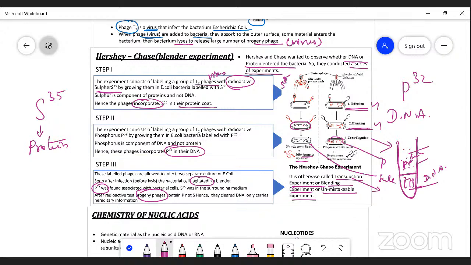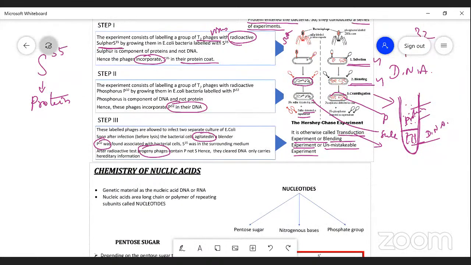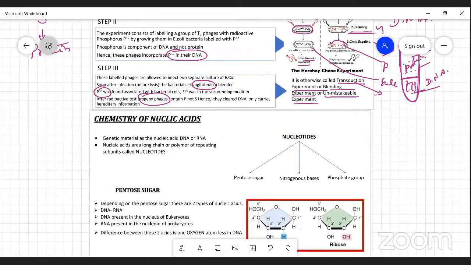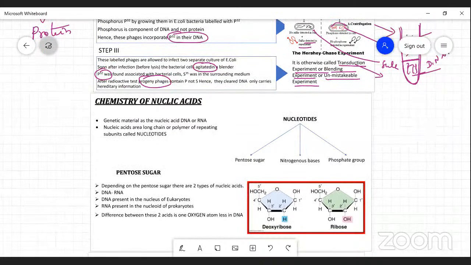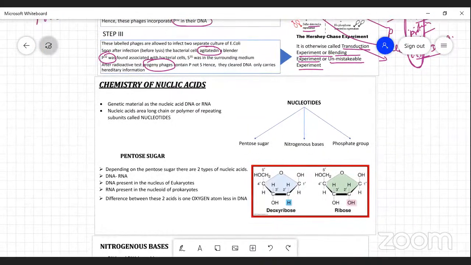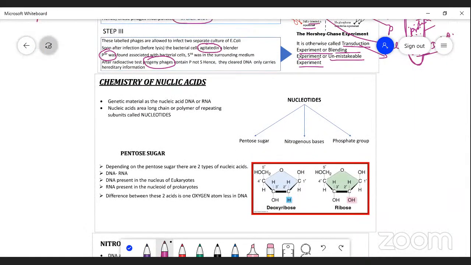Okay, so next one is the chemistry of the nucleic acid. In the chemistry of the nucleic acid, the genetic material, the nucleic acid, has 2 types. One is the DNA and another one is the RNA.